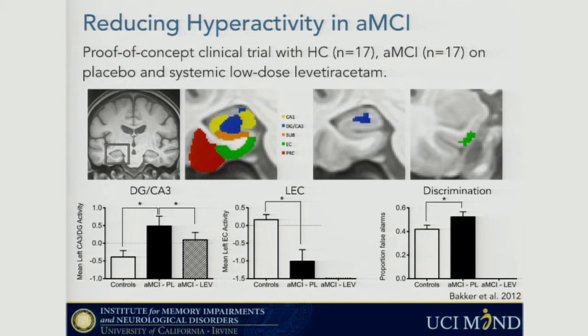Also, we found that in AMCI there was a hypoactivity. There's a loss of activity in the lateral entorhinal cortex, one of the input routes into the hippocampus, which I'll come back to a little bit later. But that activity also was rescued, so it was brought back up. Right? So not everything diminished, some things came back up, and behavior was actually improved significantly also in terms of discrimination.